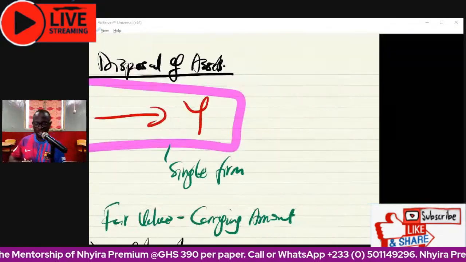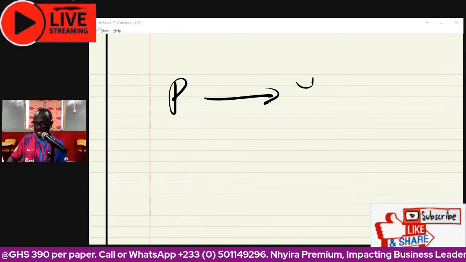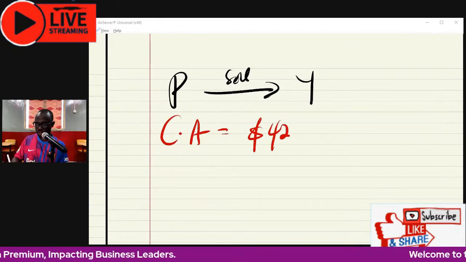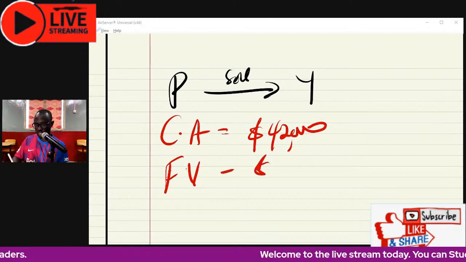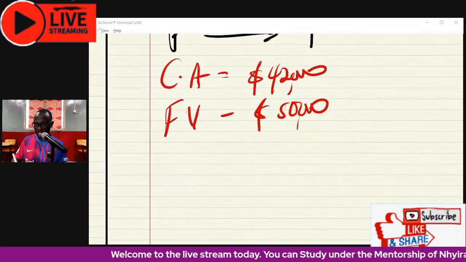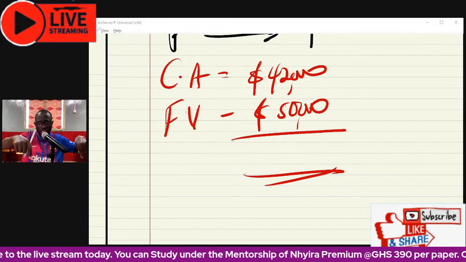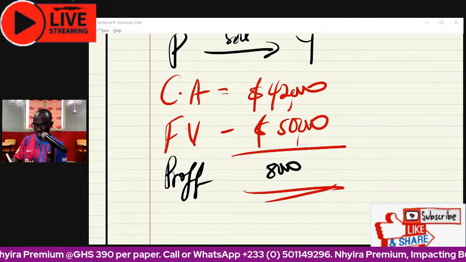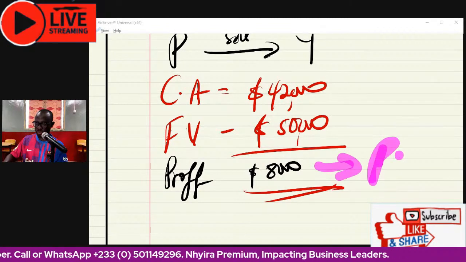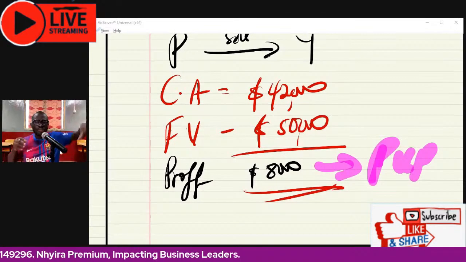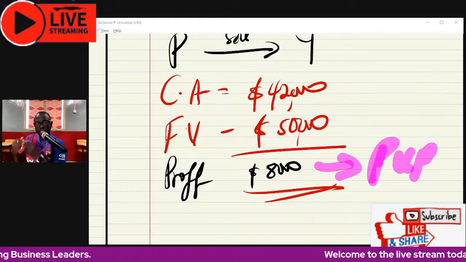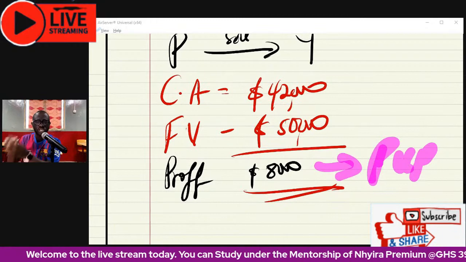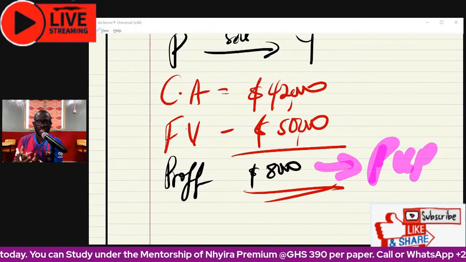So let's make sense of what is going on. P sells to Y an asset. Let's say that on the date they are selling, the carrying amount of the asset was 42,000, and the fair value at which they sold the asset was 50,000. What it means is that there is a profit they have recognized. P has recognized in their books how much? $8,000. This $8,000 is what we are referring to as provision for unrealized profit. Even though in their individual books P may have seen this as profit, on the consolidated level, the asset is still being used by the entity because the two shall be one. P and Y is a single entity.